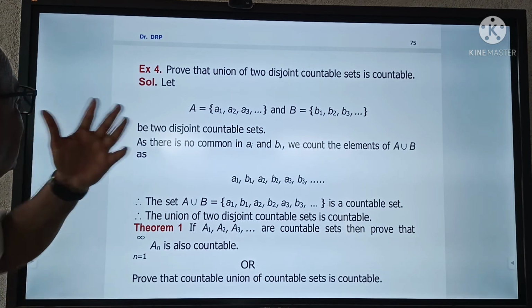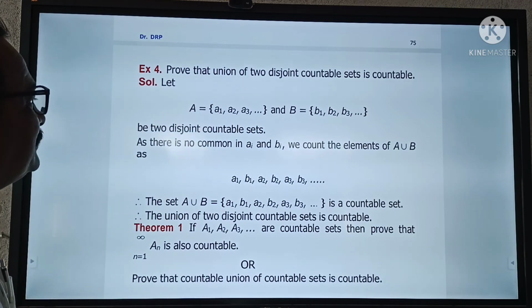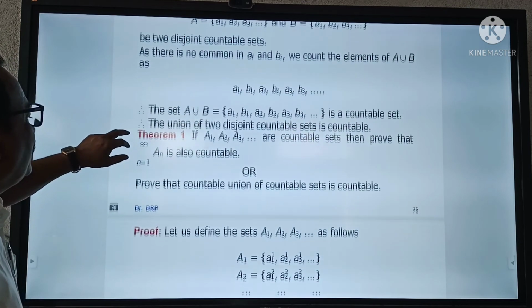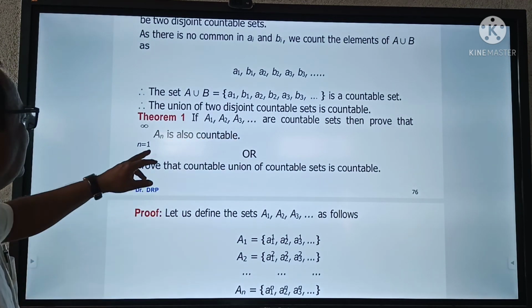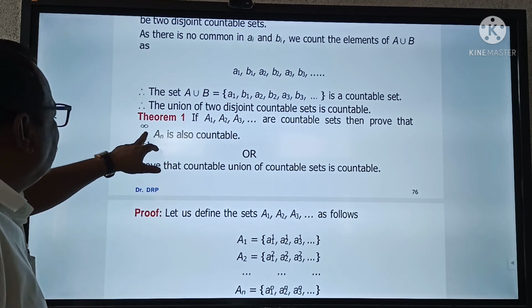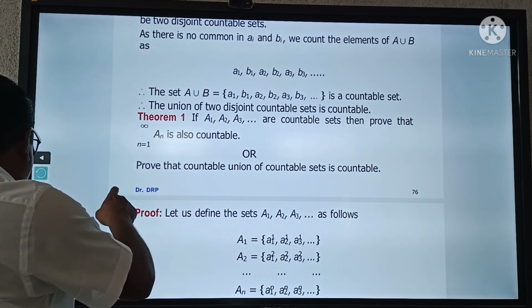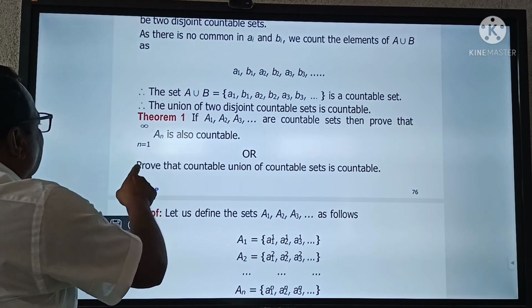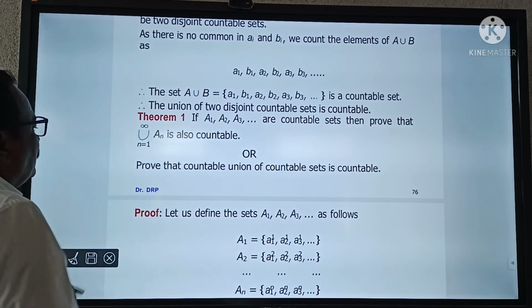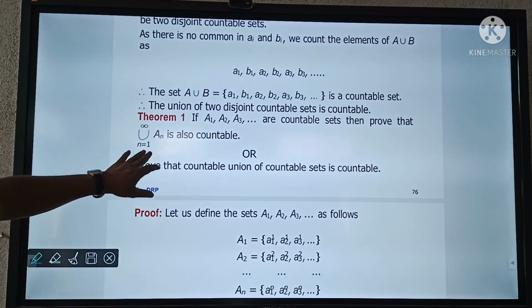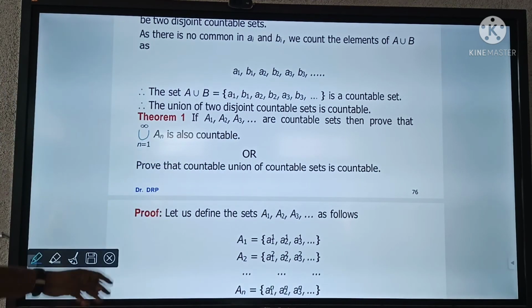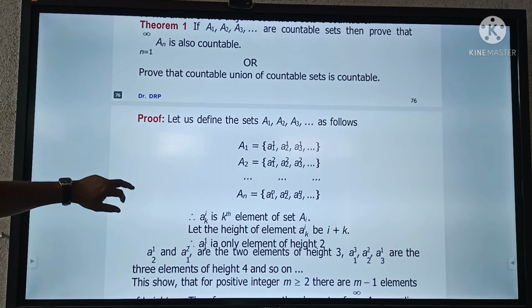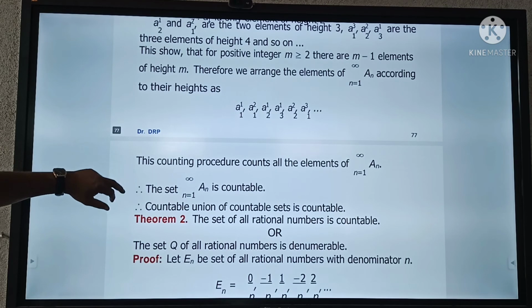So remember the statement: the union of two disjoint countable sets is countable. If A1, A2, A3, and so on are countable sets, then the union of A n, with n going from 1 to infinity, is countable. That is, a countable union of countable sets is countable. We only remember the statement of this. We are not going to prove this one.